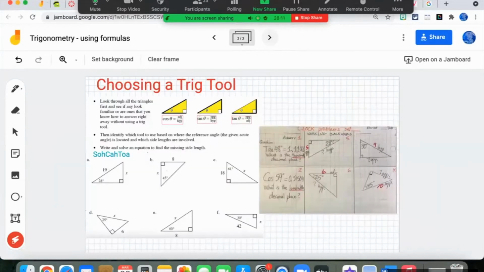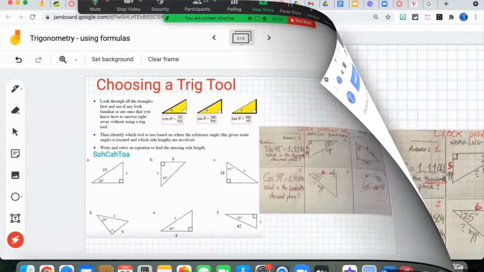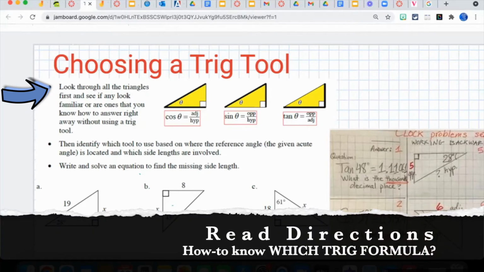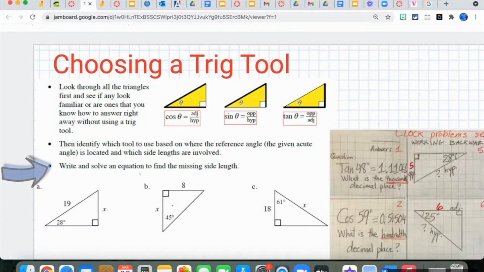And we go to the second page. This is the page that we are focusing on. Okay, choosing a trig tool, and we want to go ahead and start with the directions. Don't skip the small writing. So look through all the triangles first and see if any look familiar or are ones that you know how to answer right away without using a trig tool. Without using a trig tool, remember we have the Pythagorean theorem, we have special right triangles. Then identify which tool to use based on where the reference angle, the given acute angle, is located, and which side lengths are involved. Write and solve an equation to find the missing side lengths.